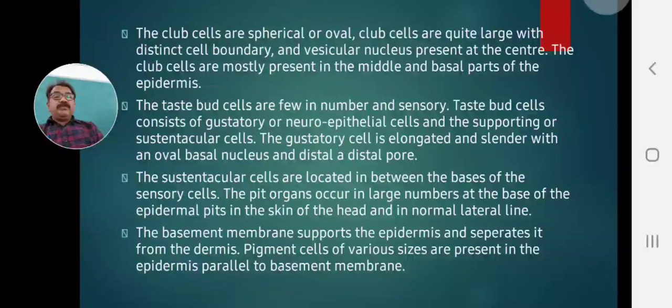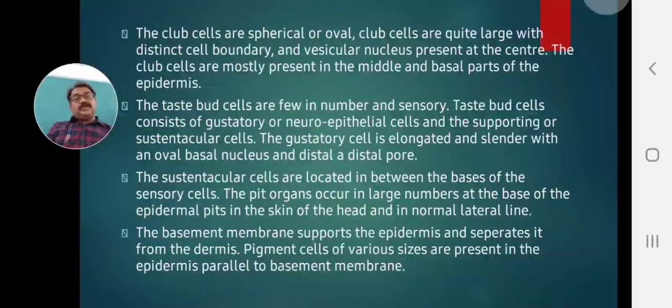Pigment cells of various sizes, again remember, are present in the epidermis parallel to the basement membrane. In the epidermis, pigment cells of various sizes are present, parallel to the basement membrane. And what is the function of these pigment cells? They are important for color formation.